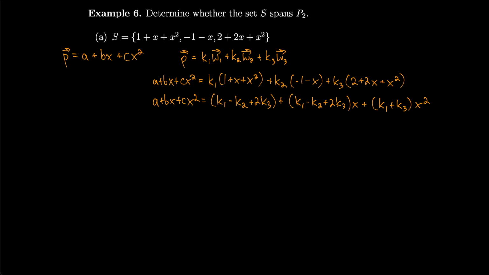And I'll end up with an augmented matrix of 1, minus 1, 2, a, because 1 k1 minus 1 k2 plus 2 k3 has to be equal to a. Then I'll get 1, minus 1, 2, b, because the coefficient for x has to equal the coefficient for x. And then I'll get 1, 0, 1, c for 1 k1, no k2, and then 1 k3.